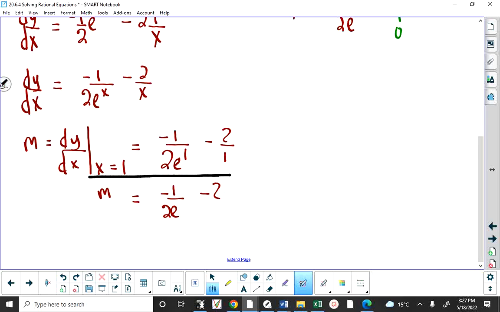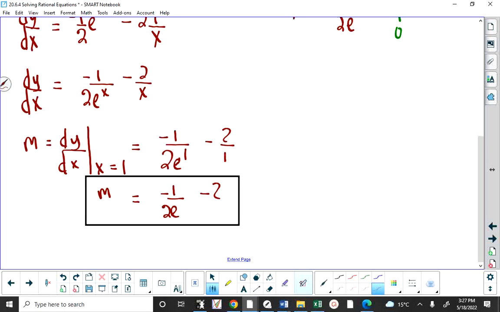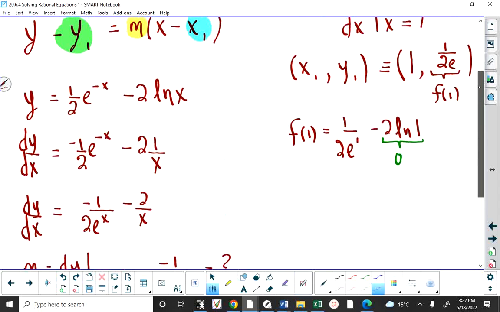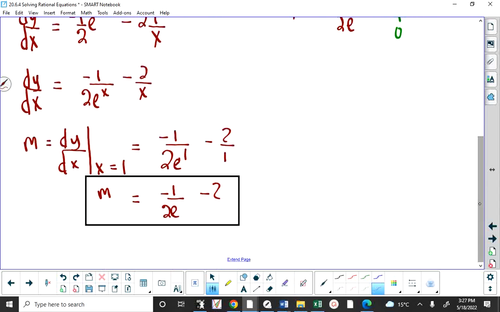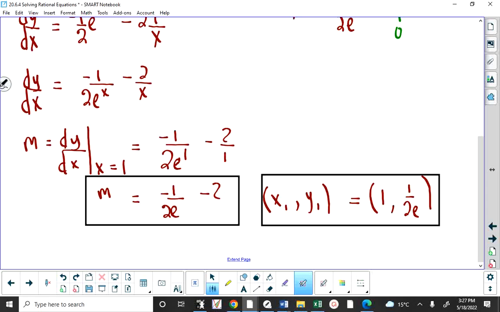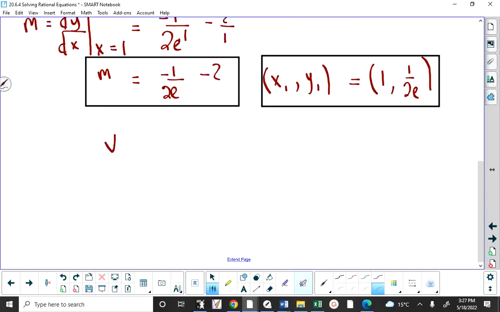To summarize things, we have our slope, and we also have y1 being, I believe it was, 1 over 2e. I just need to scroll up and check. And x1 being 1. So we also have x1, y1 being 1, 1 over 2e. And we need to load those three parameters, the slope and x1 and y1, into our point slope formula of y minus y1 equals the slope times x minus x1.